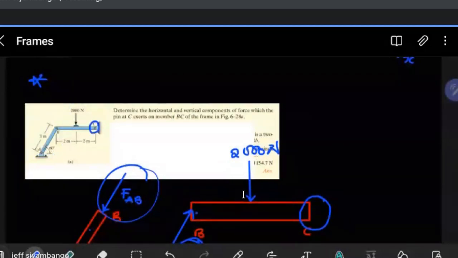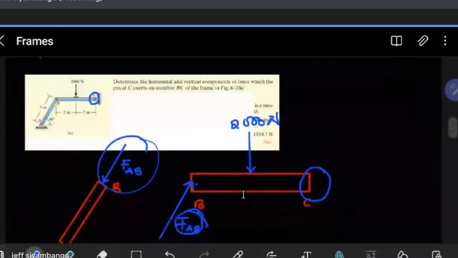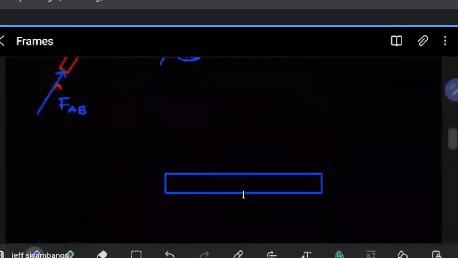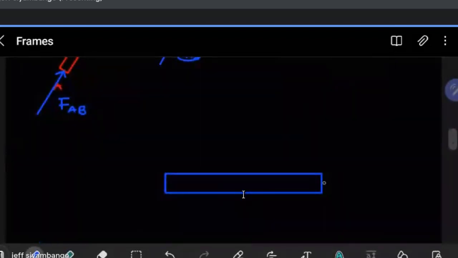What connection is that? So that's a pin. Is that one? That's a pin at C, right? Yes. Being a pin at C, we expect two reactions. You can choose where the reactions must go, to the right or to the left. So we can even say, let's say to the right.